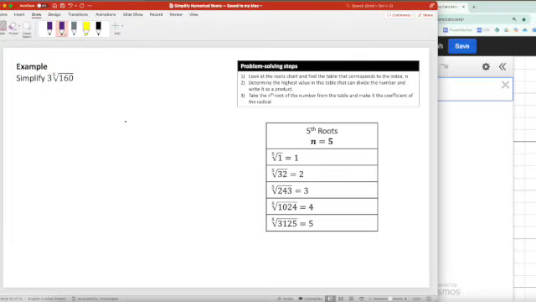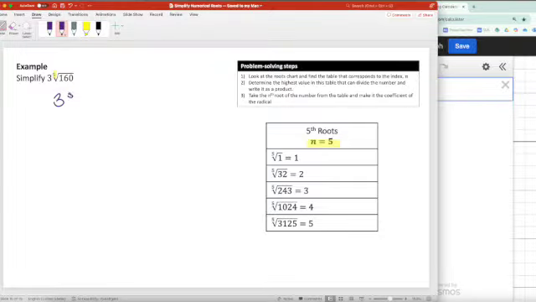So now let's try this example. Everything is going to be the same as before. The only difference is we have a coefficient to carry throughout this problem. So you can see here the index of the root is 5. So I'm going to go to the part of the chart that says n equals 5. So I'm going to keep that 3 always in front.